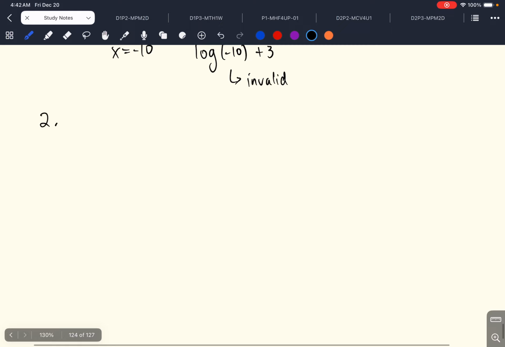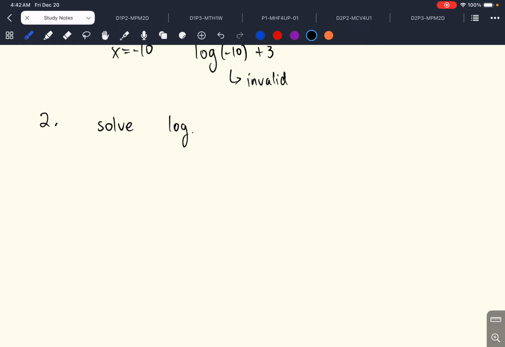Question number 2, let's solve a different kind of equation. We're going to be solving an equation where the logarithms have different bases. So log base 2 of root x plus log base 4 of x equals 5. Now the strategy I want to show you here is, let's write this down as part of your notes.